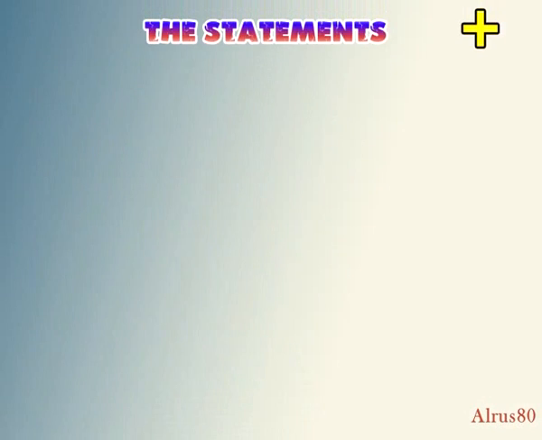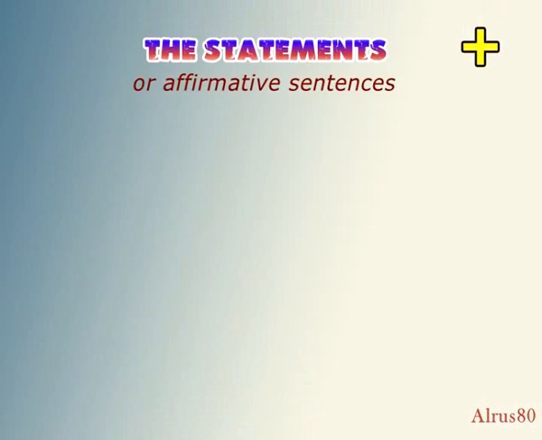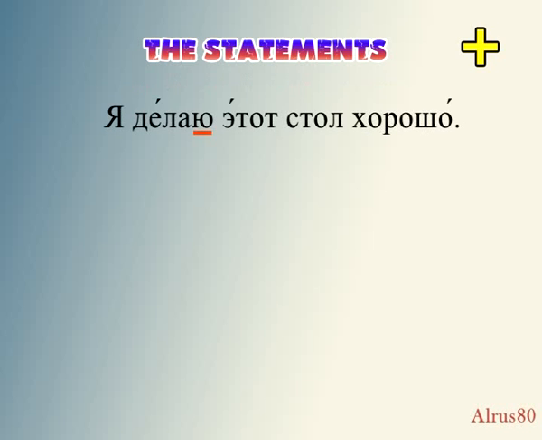That's pretty much it. We've covered the parts of speech, and once you've learned these basics, you can already make up the simplest sentences. Those may be affirmative, negative, and interrogative, basically. Let's view the affirmative ones first. In the affirmative sentences, we state something. For example, Я делаю этот стол хорошо.